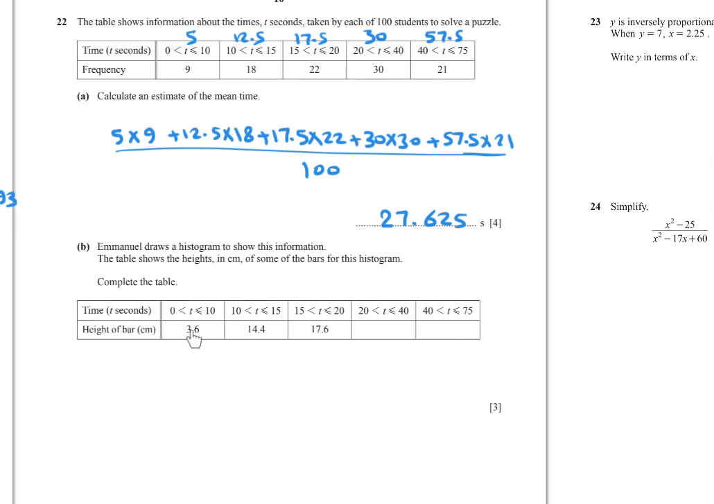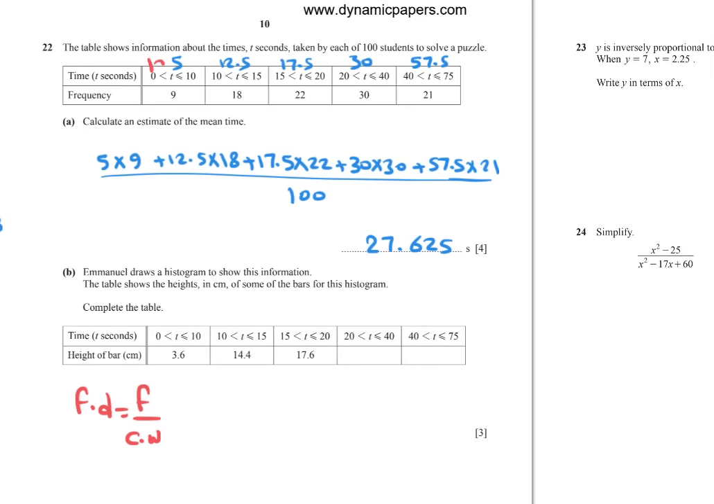for the first group. The frequency density equals frequency divided by class width. So for the first group, from 0 to 10, the class width is 10 minus 0, which is 10. To find the frequency density, divide 9 by 10, so 0.9.